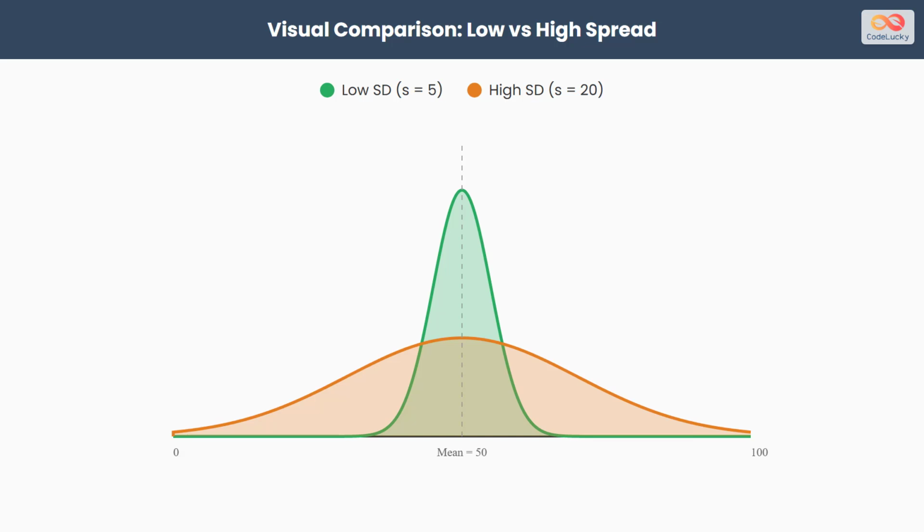Here is a direct comparison. The green shape represents a low standard deviation of 5. The orange shape represents a high standard deviation of 20. Both have the exact same average value of 50, but the experience of that average is very different. The green one is predictable, the orange one is volatile.